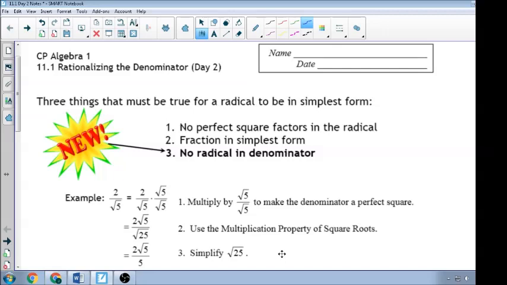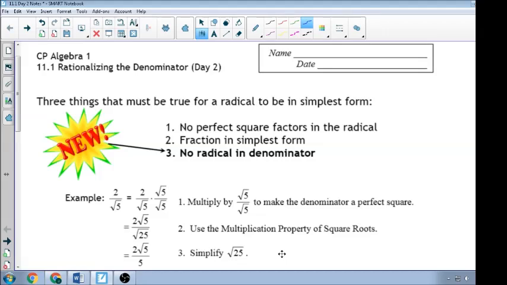This lesson is for my Algebra 1 class. This is 11.2, Rationalizing the Denominator, Day 2. Three things that must be true for a radical to be in simplest form. There can be no perfect square factors in the radical. The fraction has to be in simplest form, and there can be no radicals or square roots in the denominator.